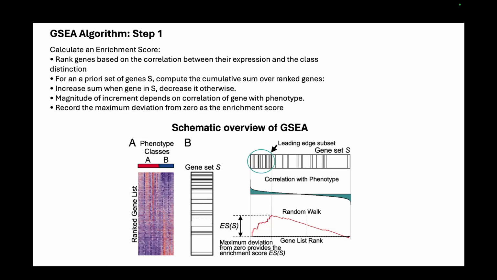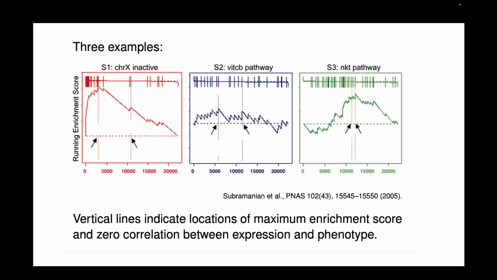So you add, you subtract, you add, you subtract, you get the set of values, then you plot the values and you see which is the maximum value that you have reached. That is your enrichment score. So that is step 1 of GSEA.